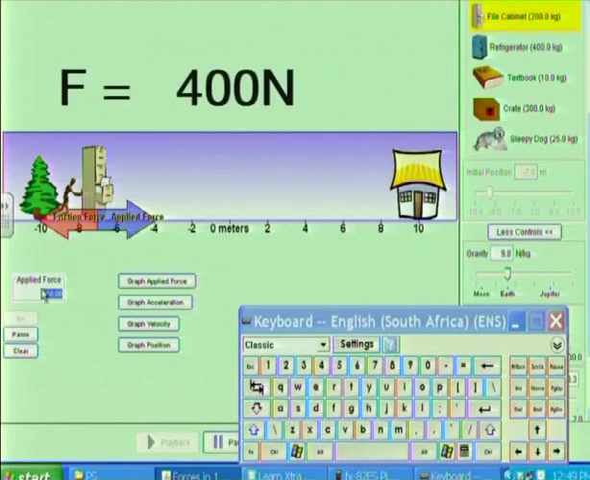Let's increase the size of the applied force. Let's make it 400, and let's see if we can get that to go. And again, even though we've doubled the force applied, the blue force and the red force are equal. It's not going anywhere. The more we push, the more the frictional force acts against us, and they're balancing each other out. So the object is in equilibrium. There is no change in its position.